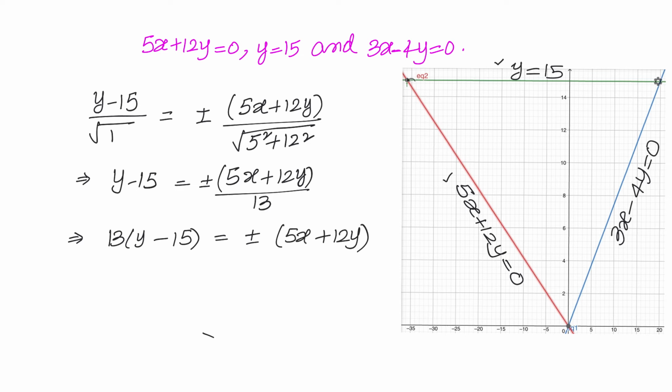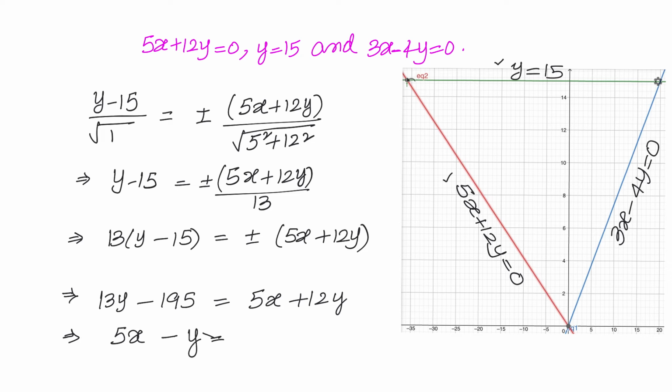Now we will get two angular bisectors. Let's write down the first one. 13y minus 195, by taking only plus, equals 5x plus 12y. That will give us 5x minus y equals minus 195.